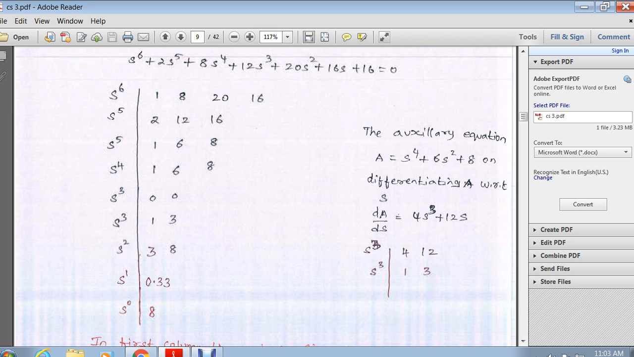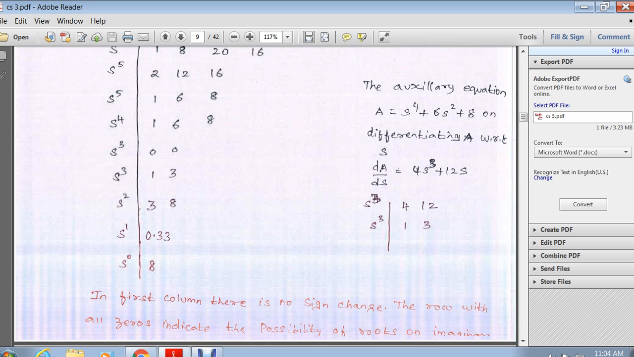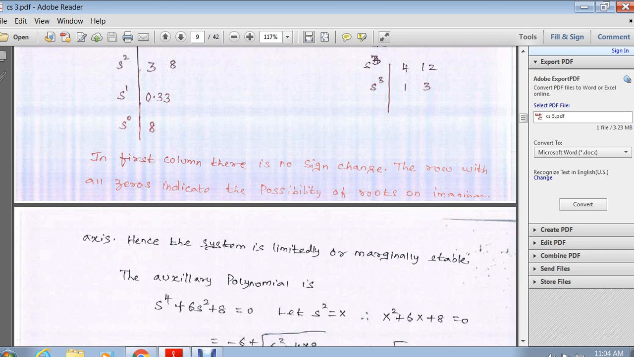Now what do we have to do? We need to continue the Routh array. So what will come here? Any guesses? Yes, here we start again with s power 3 with the new coefficients 1 and 3. Now we find the remaining rows: s power 2 with 3, 8; s power 1 with 0.33; s power 0 with 8. Now in the first column there are no sign changes.